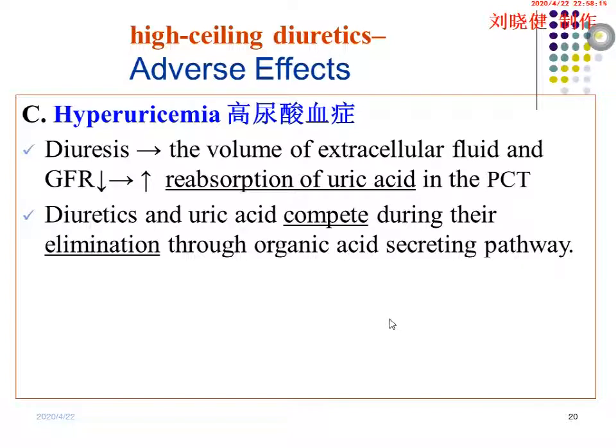So this increases uric acid in the plasma and causes hyperuricemia. Although they don't induce gout, for patients with gout it is also necessary to pay more attention.